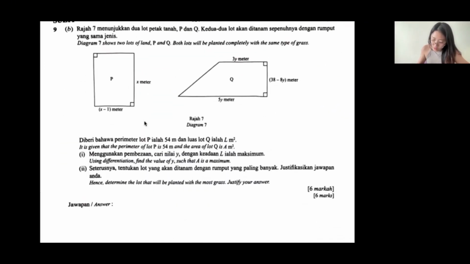Then we continue to part B. Diagram 7 shows 2 lots of land, P and Q. Both lots will be planted completely with the same type of grass. This one is a rectangle shape, and this is a trapezium.